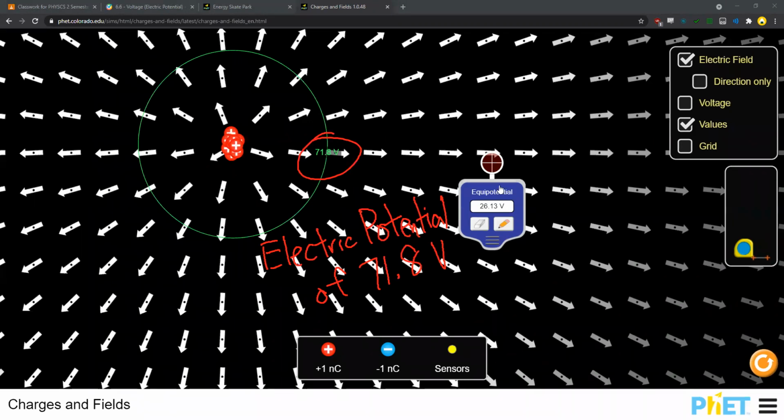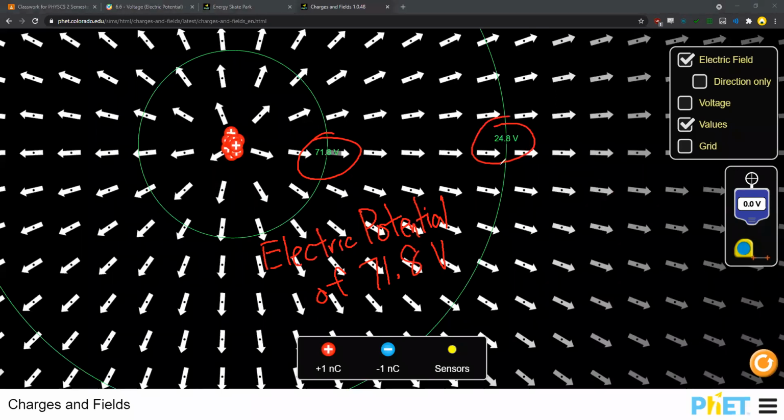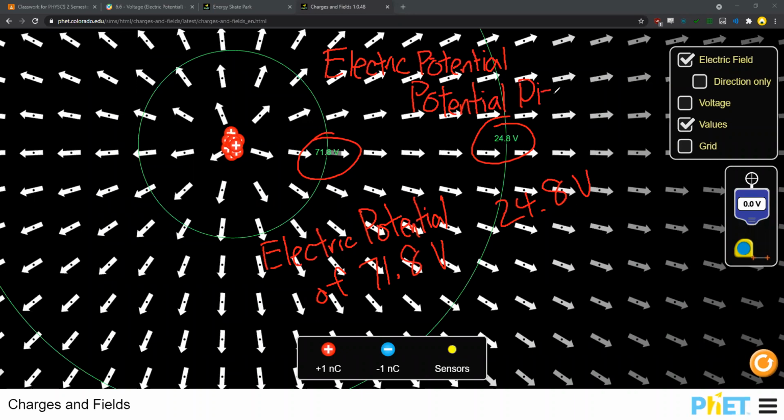And then I can pick another point. Let's say that the electric potential at this point is 24.8 volts. And so this is electric potential. Introducing to you these 2 ideas, I'm going to introduce to you another new word. What is potential difference? What do you guys think potential difference is?